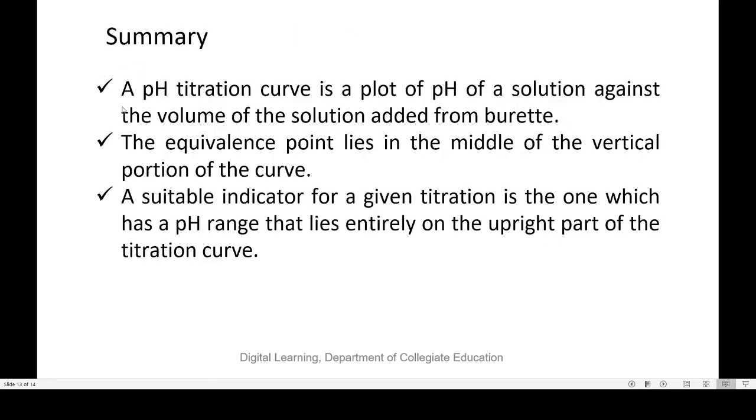In this session, we have seen what a pH titration curve is. It is a plot of pH of a solution against the volume of solution added from the burette. We have seen the pH titration curves for the titration of strong acid against strong base, weak acid against strong base, and strong acid against weak base. The equivalence point lies in the middle of the vertical portion of the curve. And a suitable indicator for a given titration is the one which has a pH range that lies on the vertical portion of the titration curve.